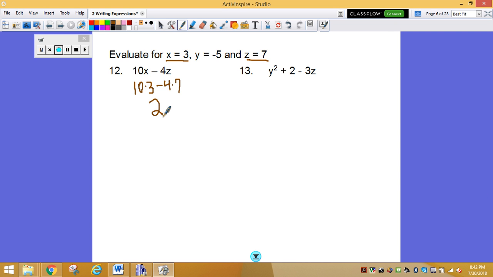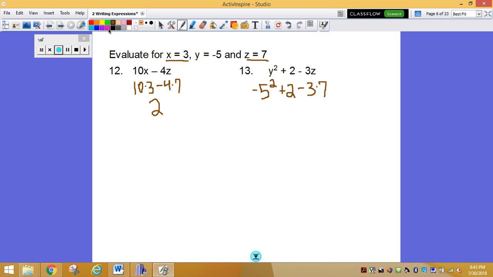So I don't want you to try 13 because it's a tricky one. Okay. So Y, I know Y is -5. So I'm going to do -5 squared. Bring down my plus. Bring down my 2. Bring down my minus. Bring down my 3. This is timesing. And Z, which is 7.